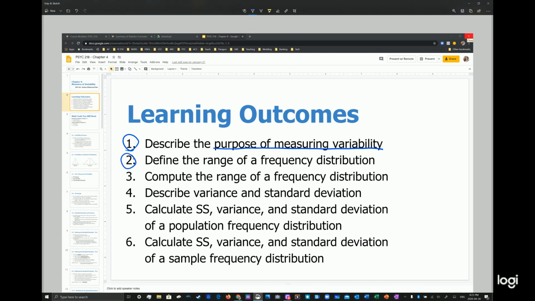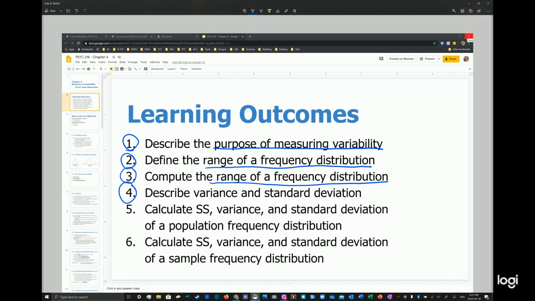Two, we would define the range of the frequency distribution. We talked about this as well as its limitations in the introduction already, but we'll go into it a bit in depth. Number three, we will compute the range of the frequency distribution. Pretty simple so far, right?